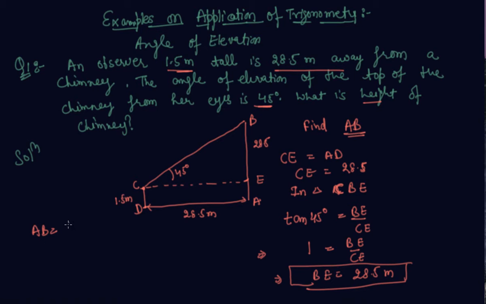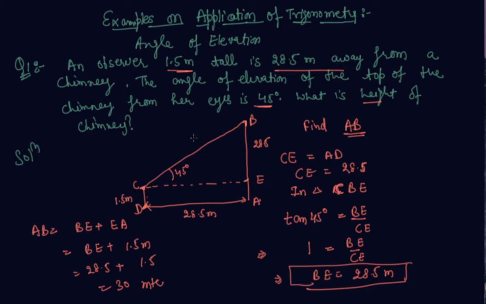So we get the value of BE, which is 28.5 meter, and the height of the tower AB is equal to BE plus EA. And what is the height of EA? When you look at this, it is equal to CD, the height of the person, the observer. So BE plus 1.5 meter, where BE is 28.5 meter, plus 1.5 meters comes out to be 30 meter. So this is the height of the chimney, this is our answer. And these are the typical type of question which might come in exams from application of trigonometry.